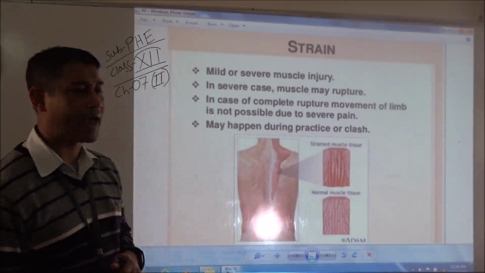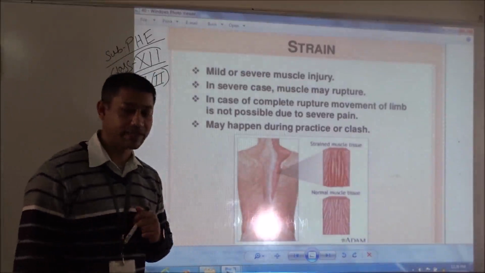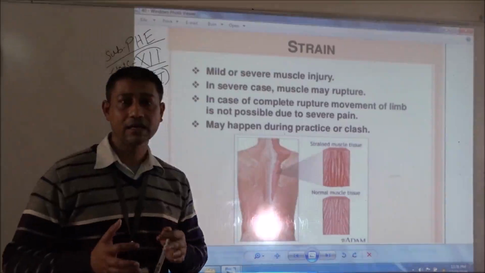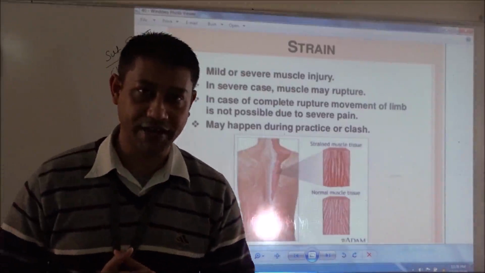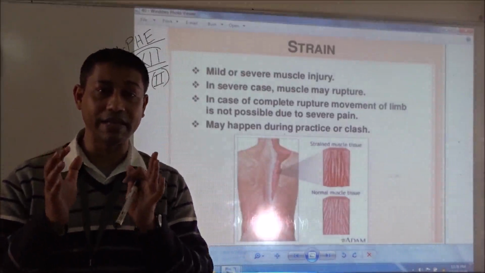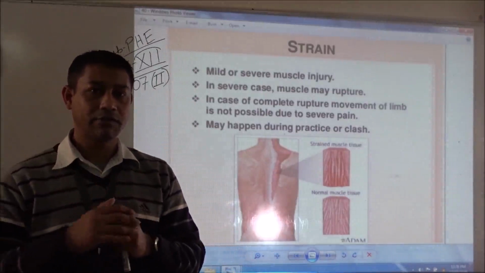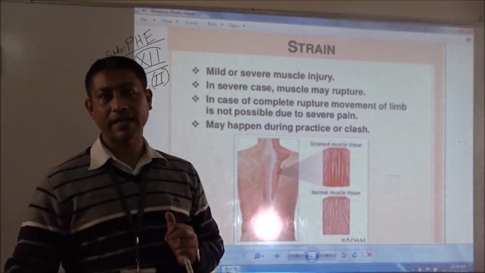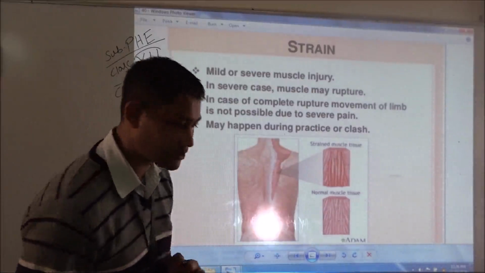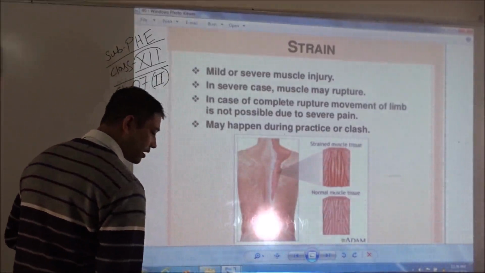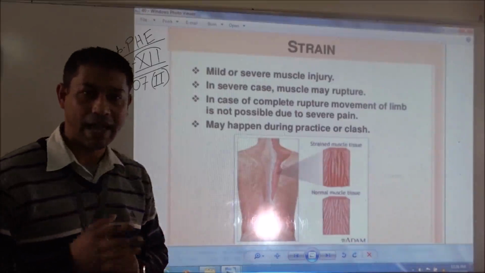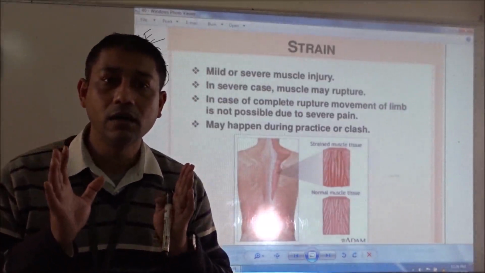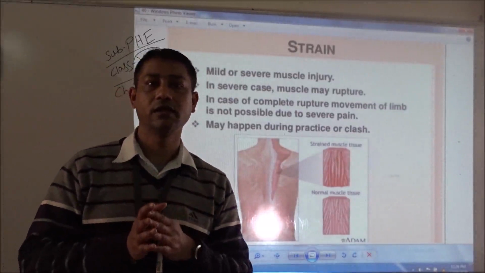Moving ahead to another type of soft tissue injury, that is strain. Now basically these are muscle injuries. Strains are muscle injuries. Now in games and sports, we find sports persons getting hamstring injury. Hamstring means the back side of our thigh. Hamstring injury is very common in the games and sports arena.